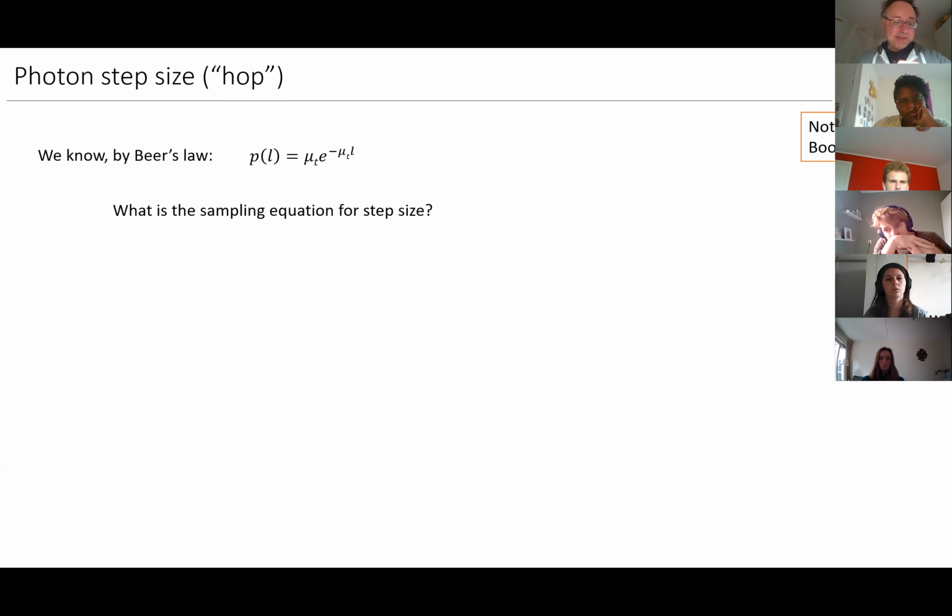So now my question is, can you go through the following steps? Calculate the cumulative distribution function from this one, equate it to a random number, and then solve for L in terms of that random number, because that is how we sample it. Can you try that?